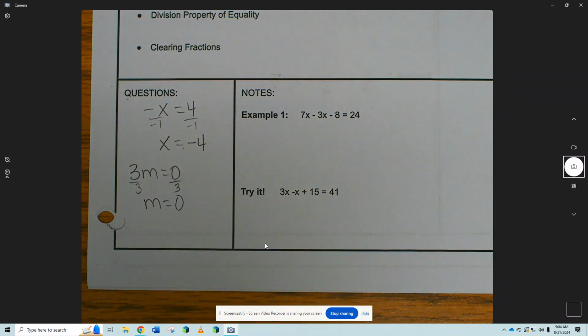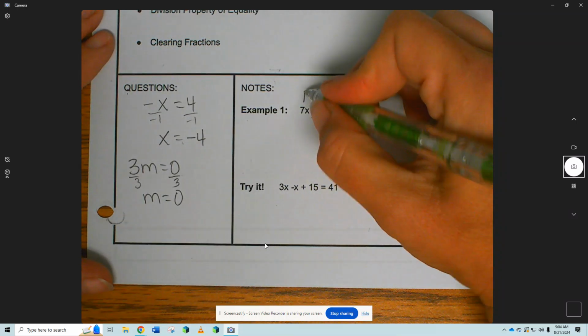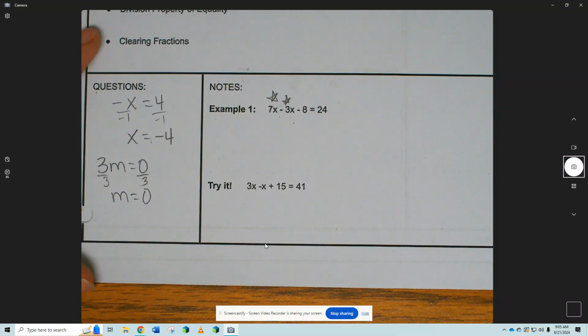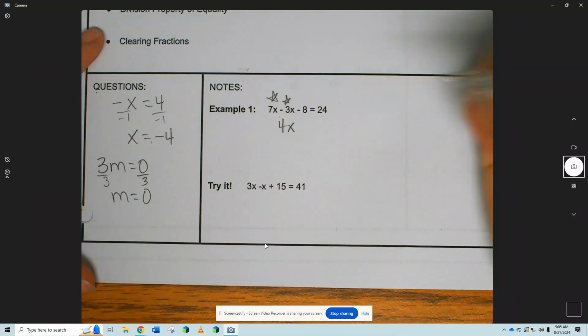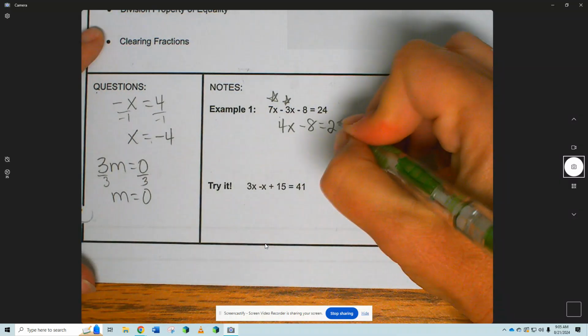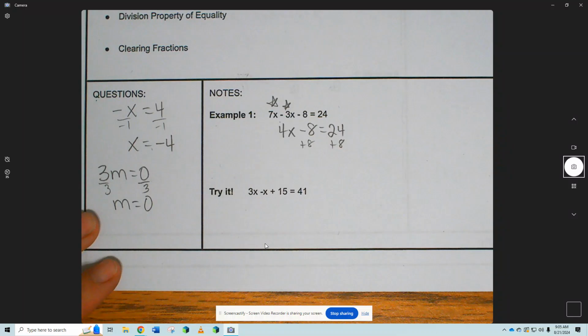Here we go. This is a little bit harder because I've got a little combo. Combine like terms. Put the 7x minus 3x together first. 4x. And then write everything else just as it is. A minus 8, an equal sign, a 24. Now I have a two-step equation. So add 8 both sides, right?